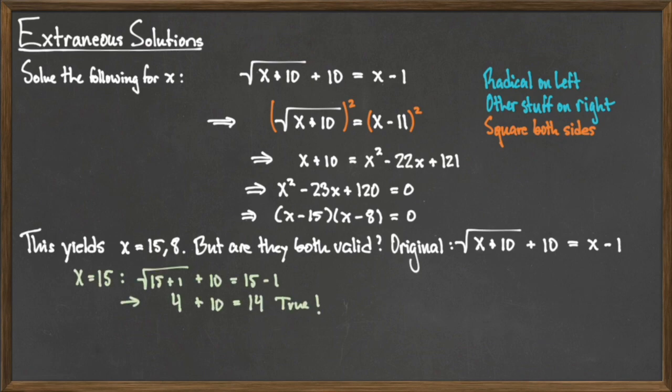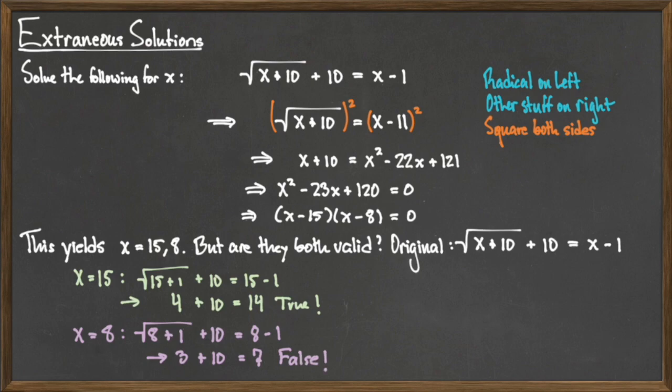When I plug in 15 for x, I see that both the left and the right-hand side of the original equation come to 14, so I have a true statement. The same cannot be said for x equals 8. When I plug in 8 for x in the original equation, my left-hand side reduces to positive 13, and my right-hand side reduces to positive 7. Clearly these are not equal, so plugging in x equals 8 gives me a false statement.